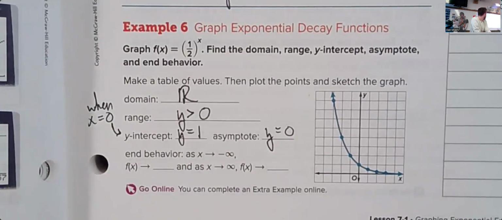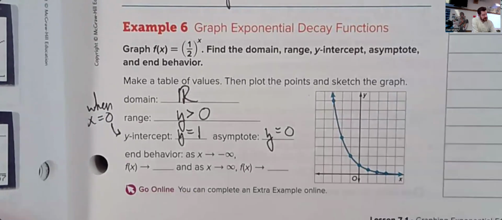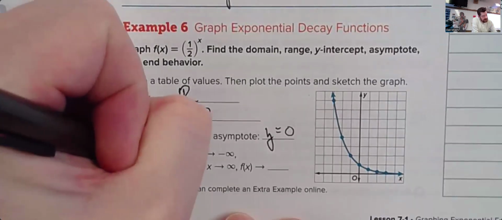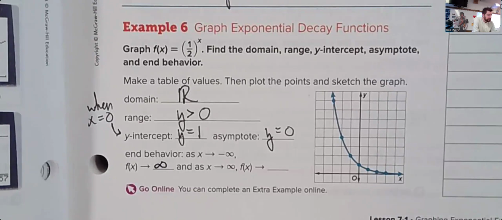All right, end behavior. As x goes to negative infinity, what happens to y? If it goes to negative infinity, the y is, yeah, it's going up. So where's it going? Yeah, it's going to infinity because there is going to be no end to where that goes. It's just going to keep going up and up and up.